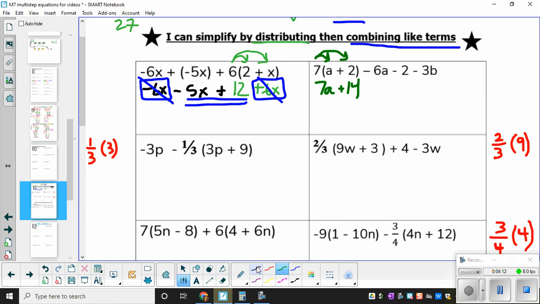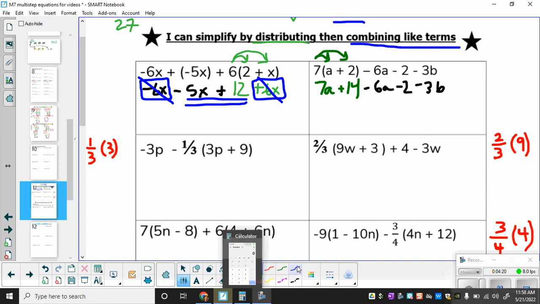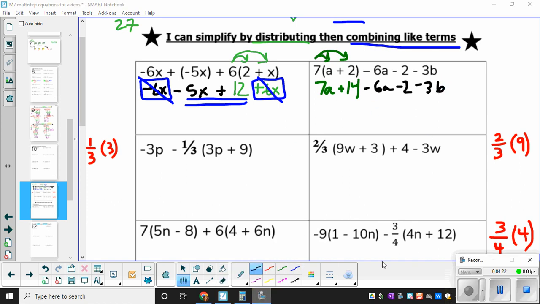And now I'm just going to write down the rest of it. We have the minus 6a, and then the minus 2, and then the minus 3b. All right, we've got some terms here that we can combine. So we've got the 7a's, and we can take away 6a's. All right, so 7a's take away 6a's would just be 1a, so I'm just going to write a.